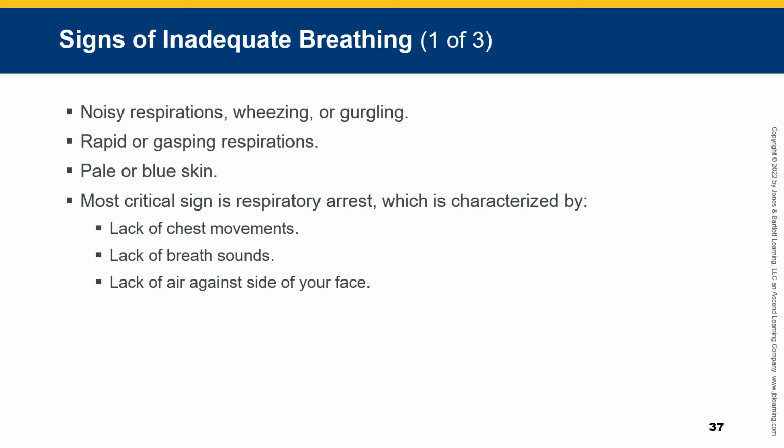Signs of inadequate breathing include noisy respirations, wheezing, or gurgling, which indicate a partial blockage or constriction somewhere along the respiratory tract. Rapid or gasping respirations may indicate that a patient is not receiving an adequate amount of oxygen as a result of illness or injury, and the patient's skin may be pale or even blue. In other words, you'll see a blue tinge or a bluish gray tinge around their lips.